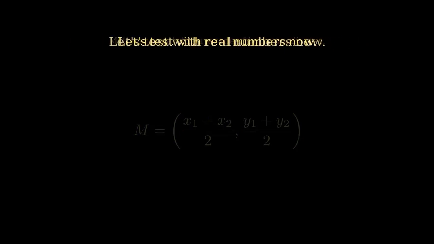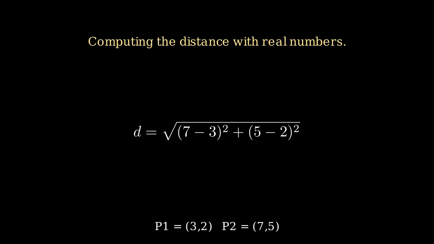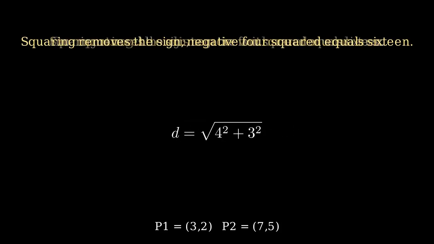Let's check both formulas with real numbers. Take point 1 at 3, 2 and point 2 at 7, 5. For the distance, we compute d equals the square root of (7 minus 3) squared plus (5 minus 2) squared, which is the square root of 4 squared plus 3 squared equals the square root of 16 plus 9 equals the square root of 25 equals 5.